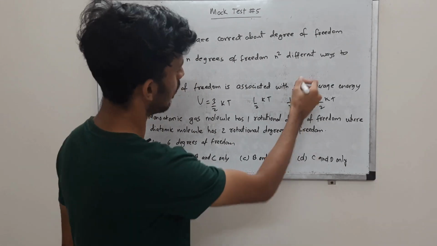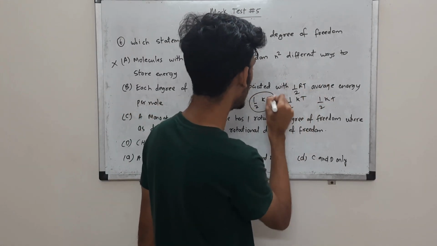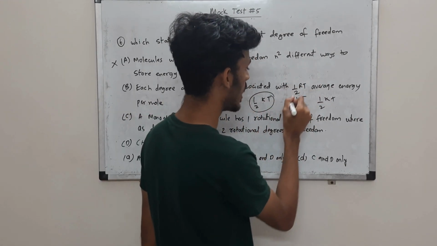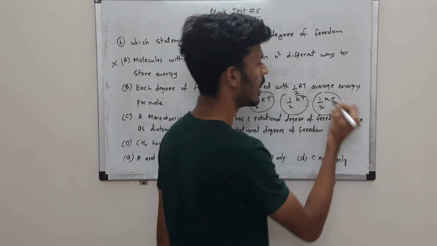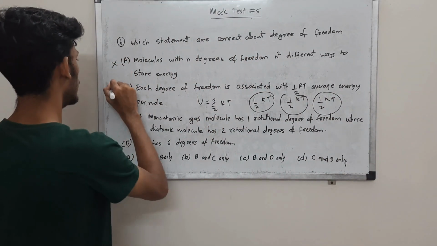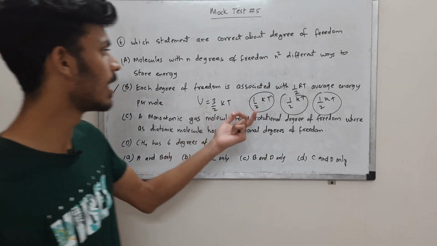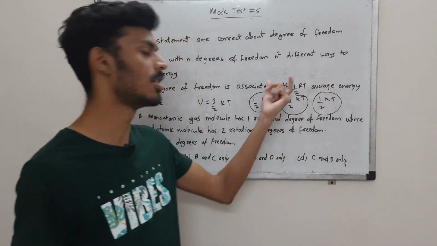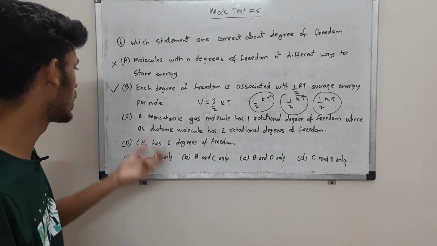Okay, now where does this R come into the picture? It's per mole. So if you multiply this by Na, k times Na is R, right? Yeah, so this is correct. Each degree of freedom has average energy of half RT. Okay, now let's come to this one.